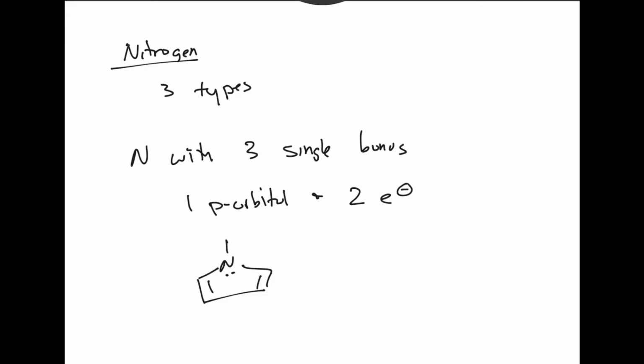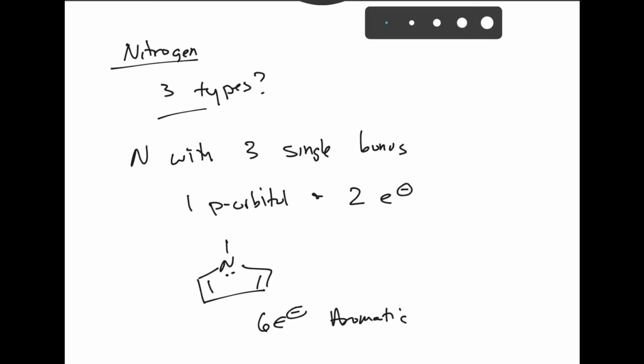So these all line up. So then, 3 types, question mark. Right? So this is 6 electrons and this is aromatic. Right? Because we're counting the one lone pair from our nitrogen. It lines up with all the other orbitals. Easy.